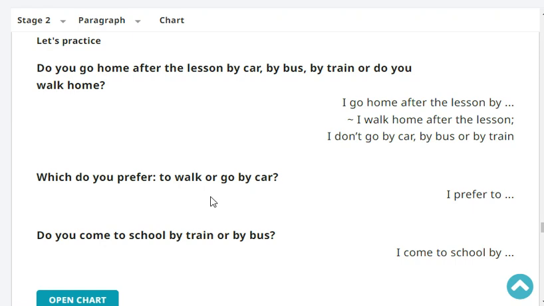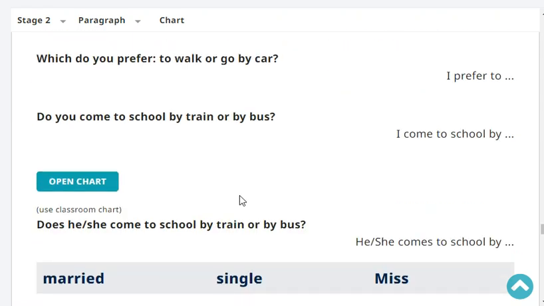Do you come to school by train or by bus? I come to school by car. Very good. Oh, but the choices are train or bus. So you have to choose between those options. Do you come to school by train or by bus? I come to school by train.